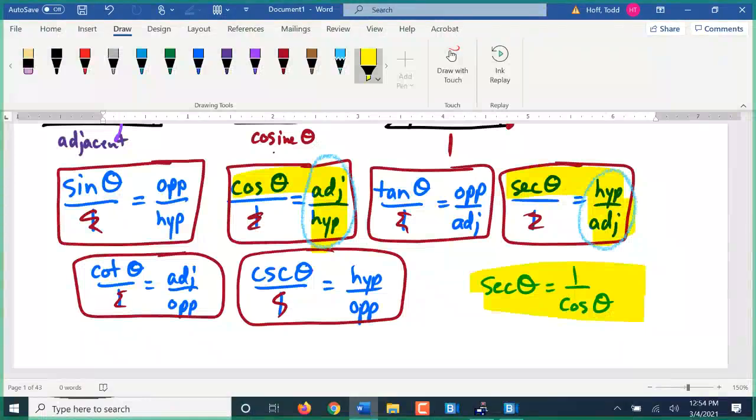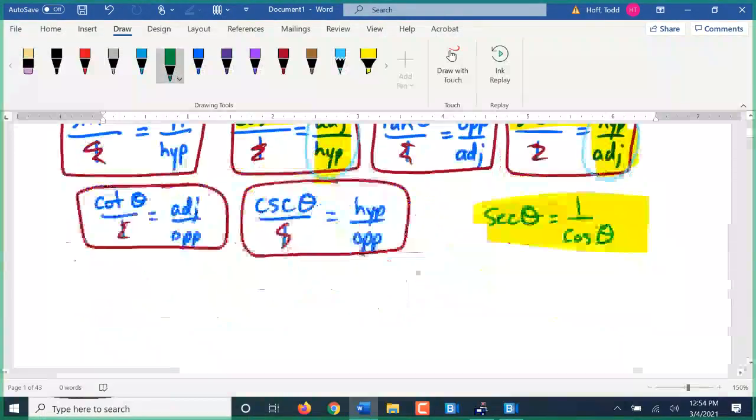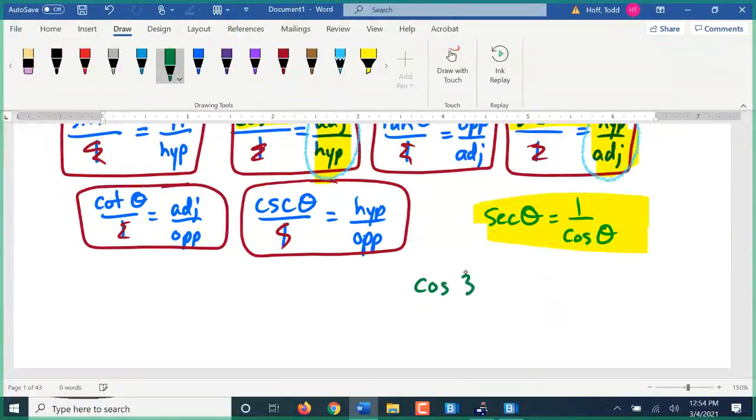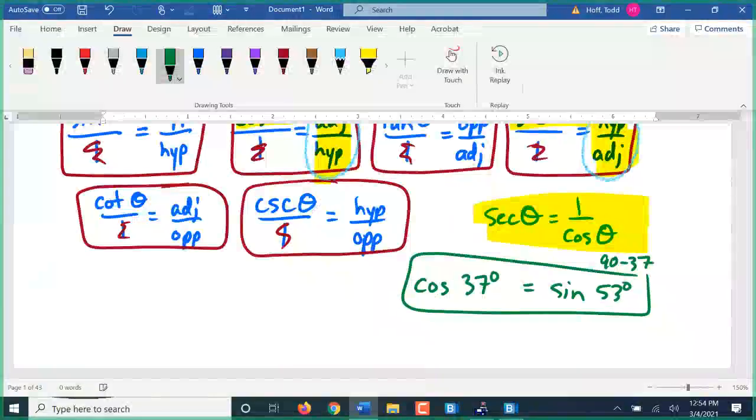The other reason why the calculator uses cosine is because of the relationship between the cosine and the sine. Remember, if I want to find the cosine of an angle, let's say I want to find the cosine of 37 degrees, that is equivalent to the sine of the complement. The complement of 37, 90 minus 37, is going to be 53 degrees. So those two functions, the cosine of 37 and the sine of 53, are equivalent.